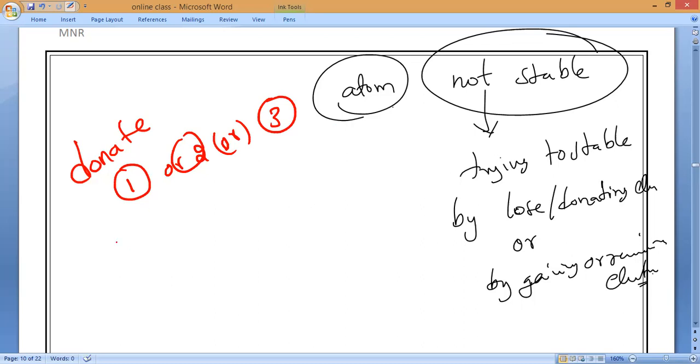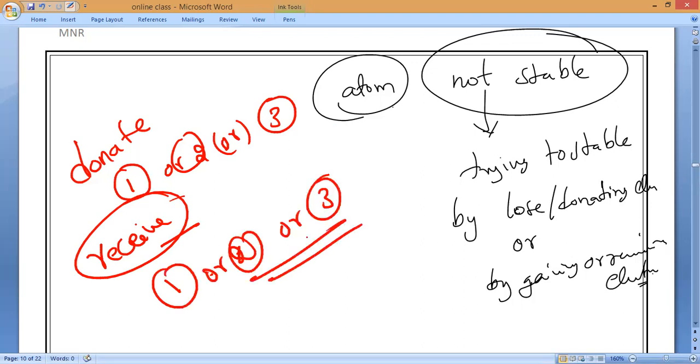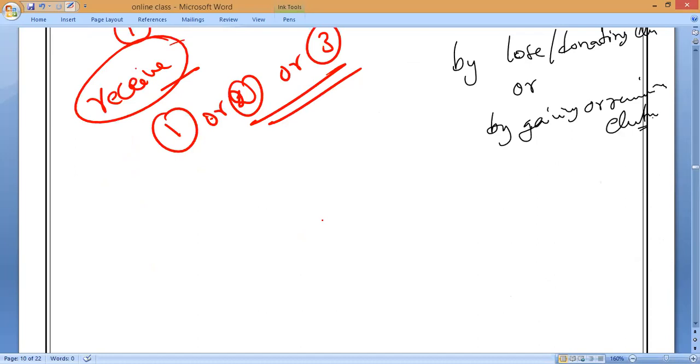In the same way, they can receive or accept. How many electrons can they receive? Anyone? They can receive 1, 2, or 3 electrons. More than that they cannot receive either. Do you understand, everybody? Yes, sir.